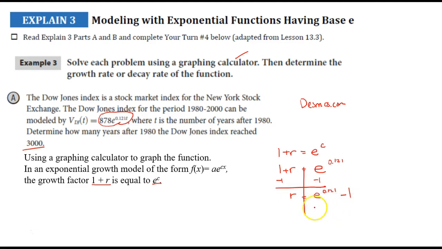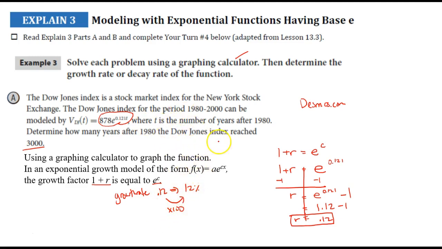So that means r is equal to e to the 0.121 minus 1. We can actually simplify this in our calculator, so let's figure out what e to that power would be. And that would be about 1.12. Take away 1, which is about 0.12. So there's our growth rate. So our growth rate is about 0.12 as a decimal, and we can figure this out as a percentage, that'd be about 12%. So we found our growth rate.